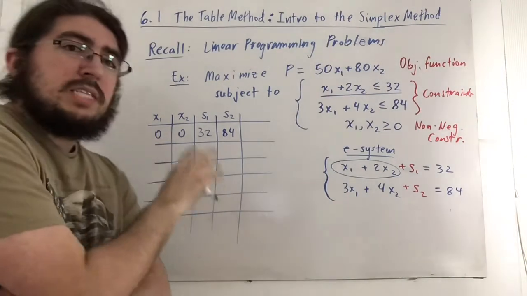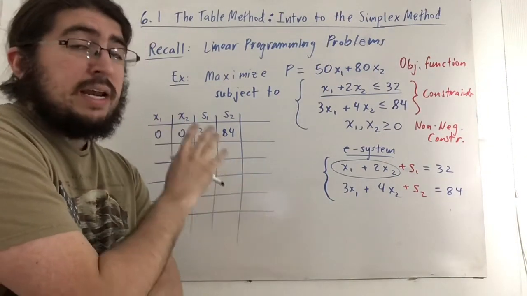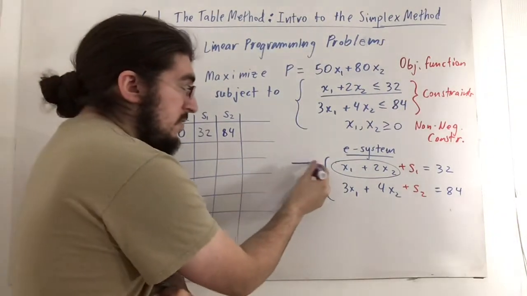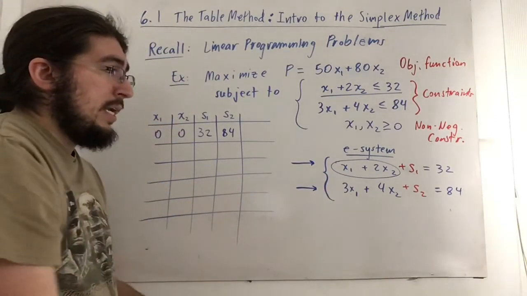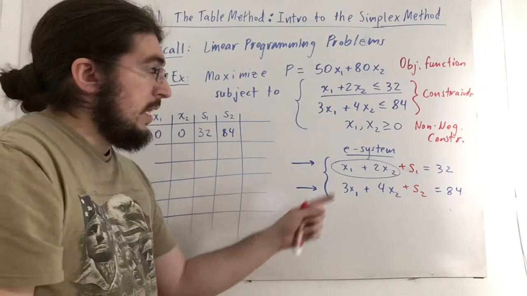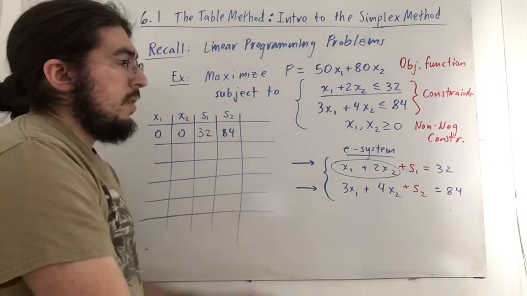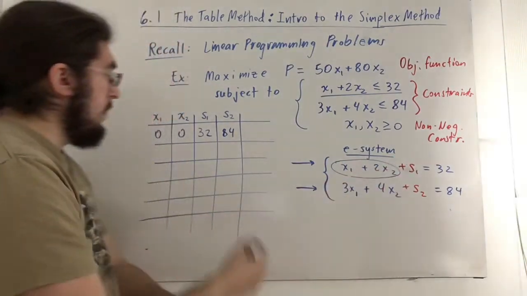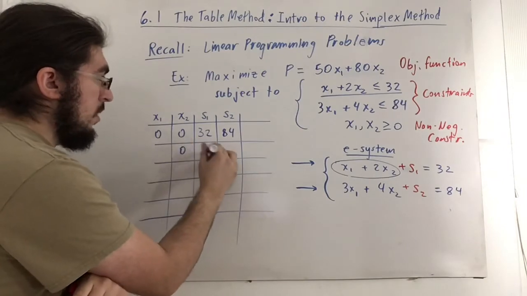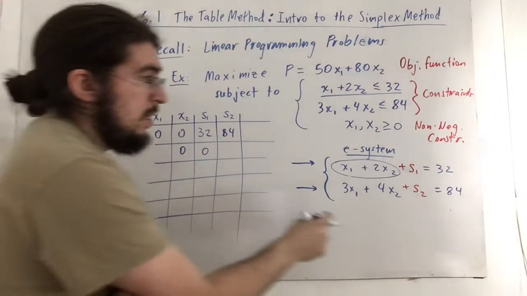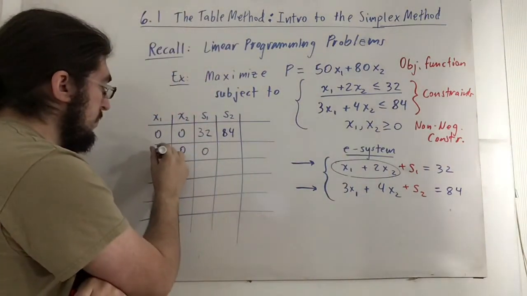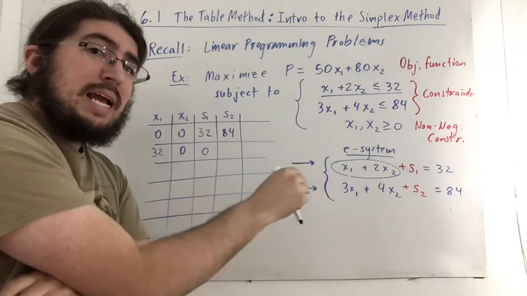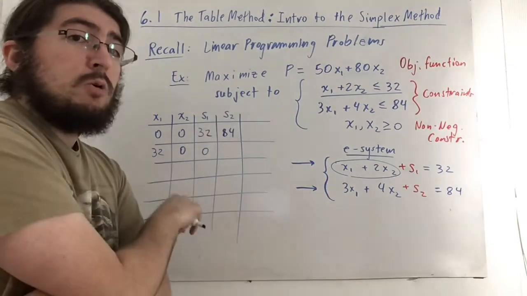Well, now what we want to essentially do is find the x1 and x2 intercepts for each of these equations. So in each of these equations in the E system, I'm going to let everything be 0 except for one of the x1 or x2 values. So let me let x1 be our first non-zero in the first equation, meaning I'm going to let x2 and s1 be 0. So if x2 and s1 are 0, what does x1 have to be? Well, x1 has to be 32. This will correspond to that point 32, 0. Well, it wasn't a corner point, but it was an x1 intercept on the line, and that's what this corresponds to.